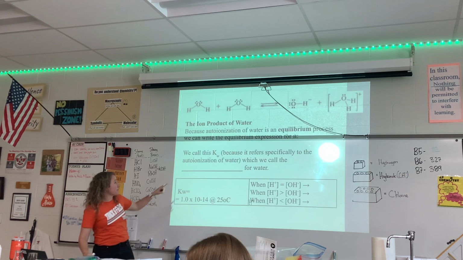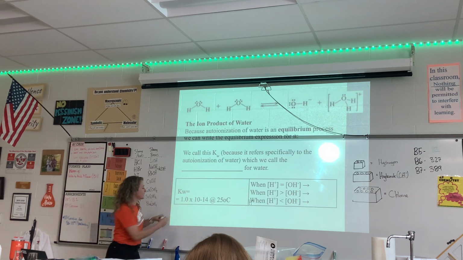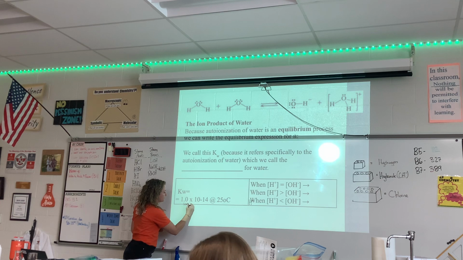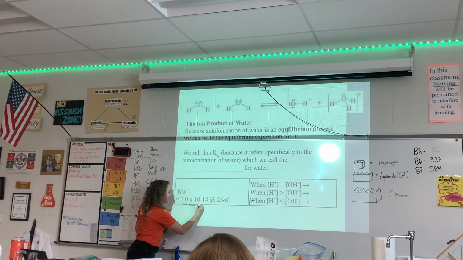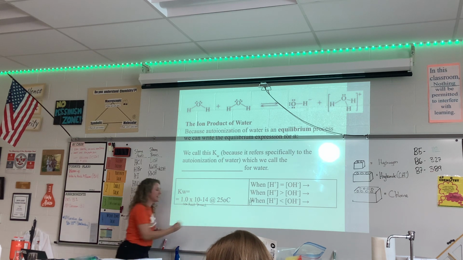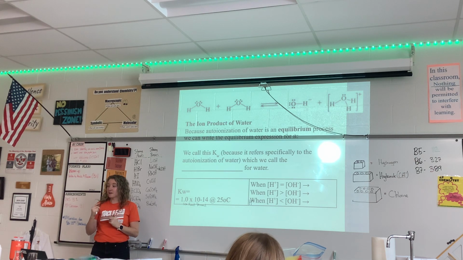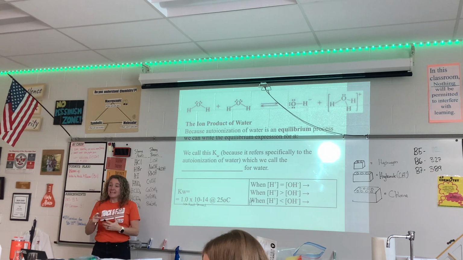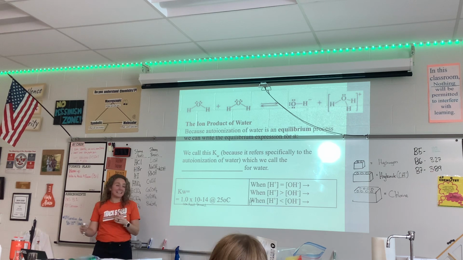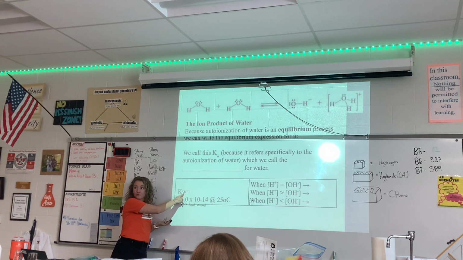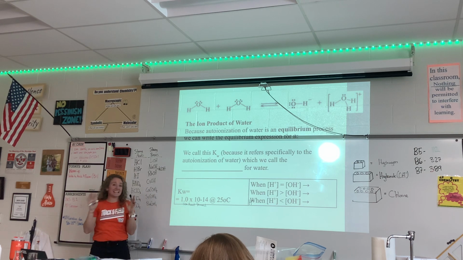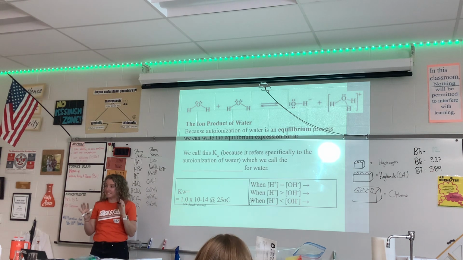So this equilibrium, as I mentioned, is extremely reactant favored. Its K value is 1 times 10 to the negative 14. Very, very much reactant favored. Now, because it's a special K, they gave it its own subscript of W for water. So it's known as Kw, but it's the same Ks as we just learned about in Unit 7.